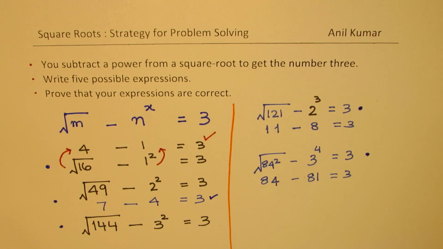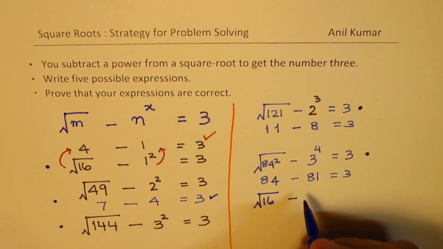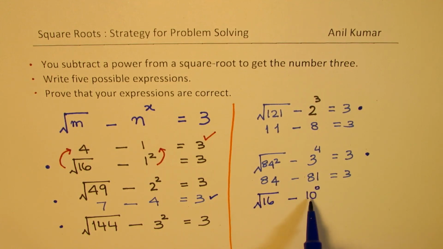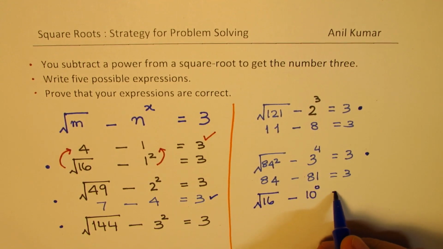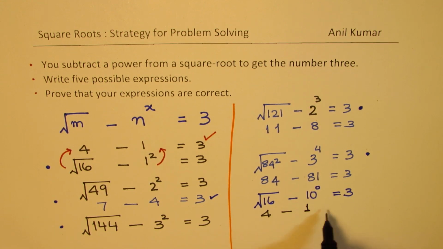Correct? Well, the very first example which I gave as 4 minus 1, right, I could have written like this also. I could write square root of 16, which I know is 4, minus 10 to the power of 0. Anything to the power of 0 is just 1, and that is equal to 3, since we know that 16 square root is 4, and anything to the power of 0 is 1, and we know 4 minus 1 is 3. So we get our answer. Do you see that? So we can get many solutions to this question once we understand this strategy.